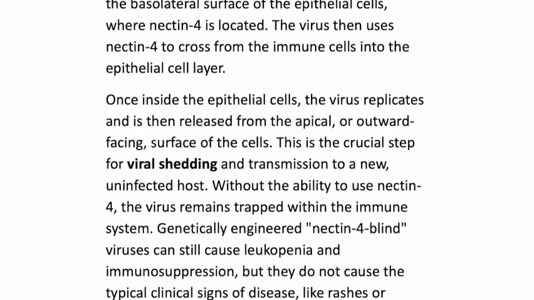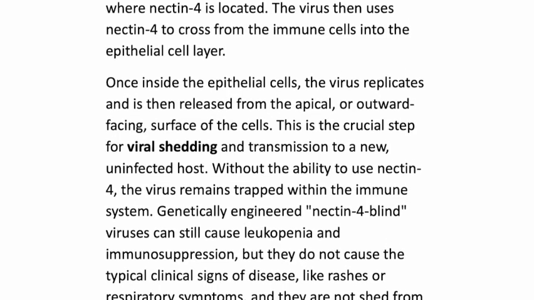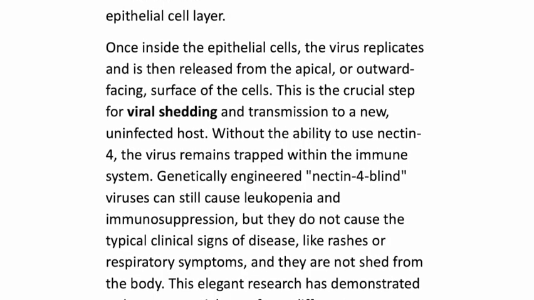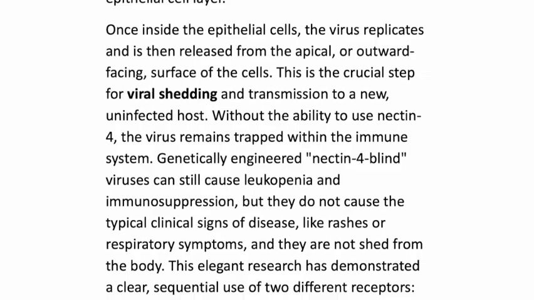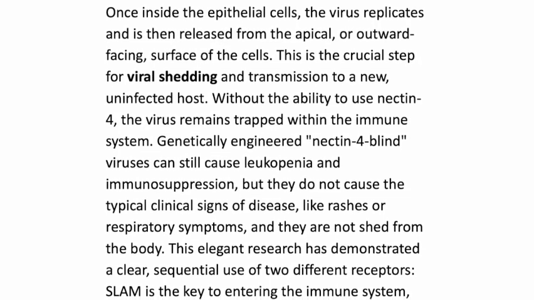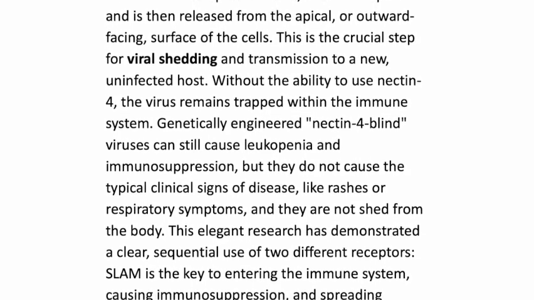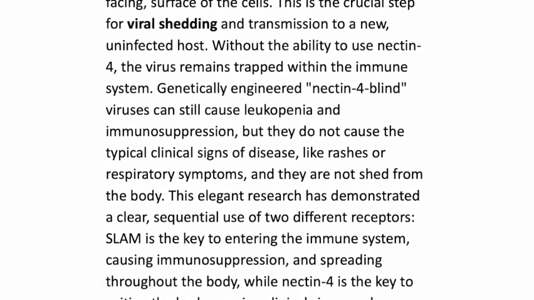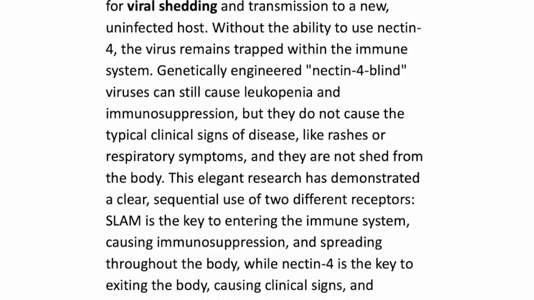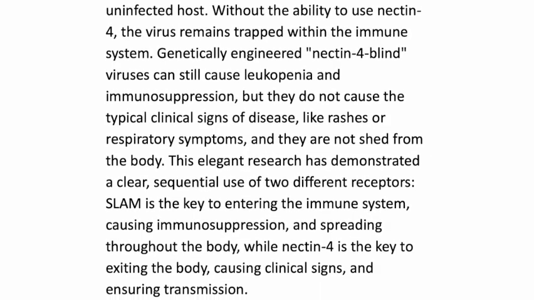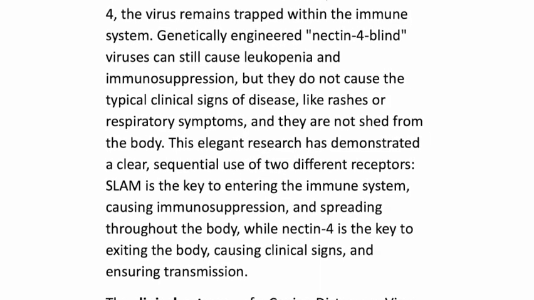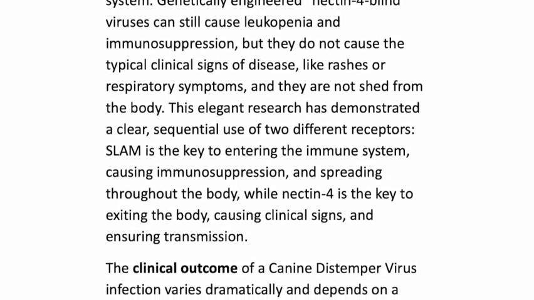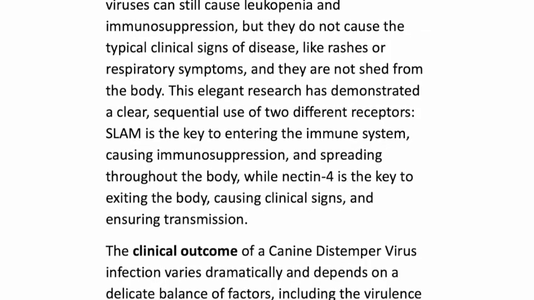Once inside the epithelial cells, the virus replicates and is then released from the apical, or outward-facing, surface of the cells. This is the crucial step for viral shedding and transmission to a new, uninfected host. Without the ability to use Nectin-4, the virus remains trapped within the immune system. Genetically engineered, Nectin-4-blind viruses can still cause leukopenia and immunosuppression, but they do not cause the typical clinical signs of disease, like rashes or respiratory symptoms, and they are not shed from the body.